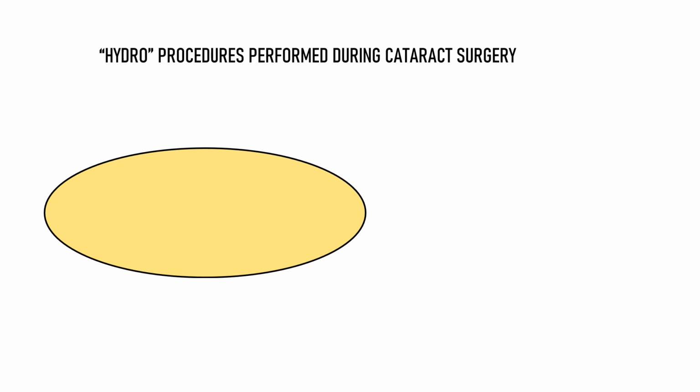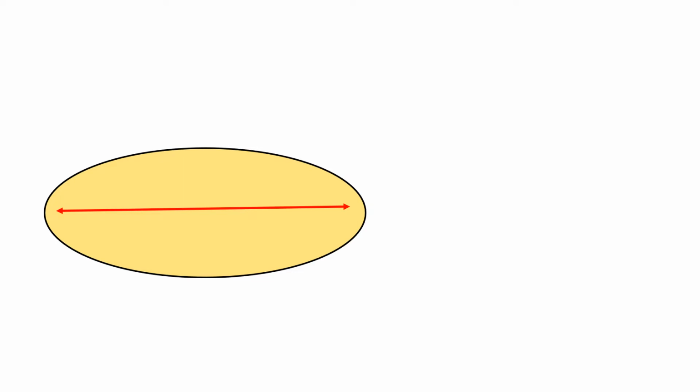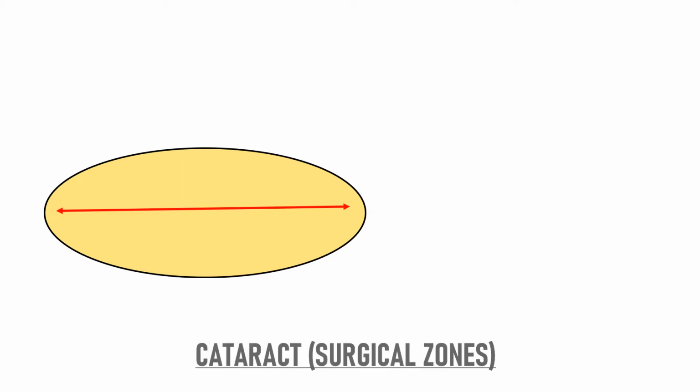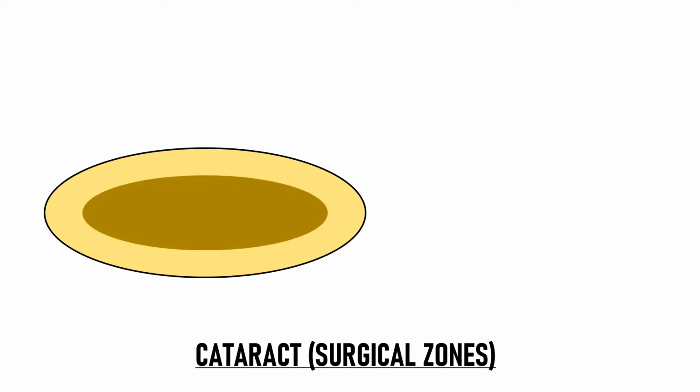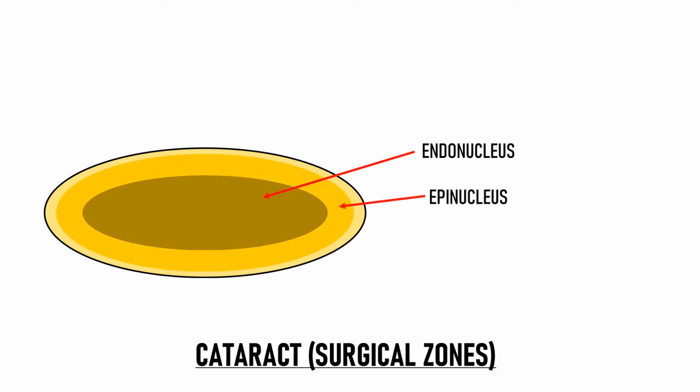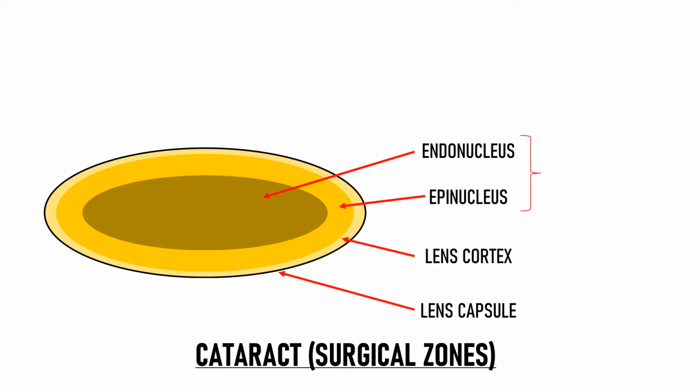So the density of a cataract increases from its center to its periphery. And based on this, we can divide the lens into three surgical zones. In the center is the densest part, which is the endonucleus. Surrounding the endonucleus is the epinucleus. And the most peripheral part that lies directly underneath the lens capsule is the lens cortex. Endonucleus and epinucleus together form the lens nucleus.